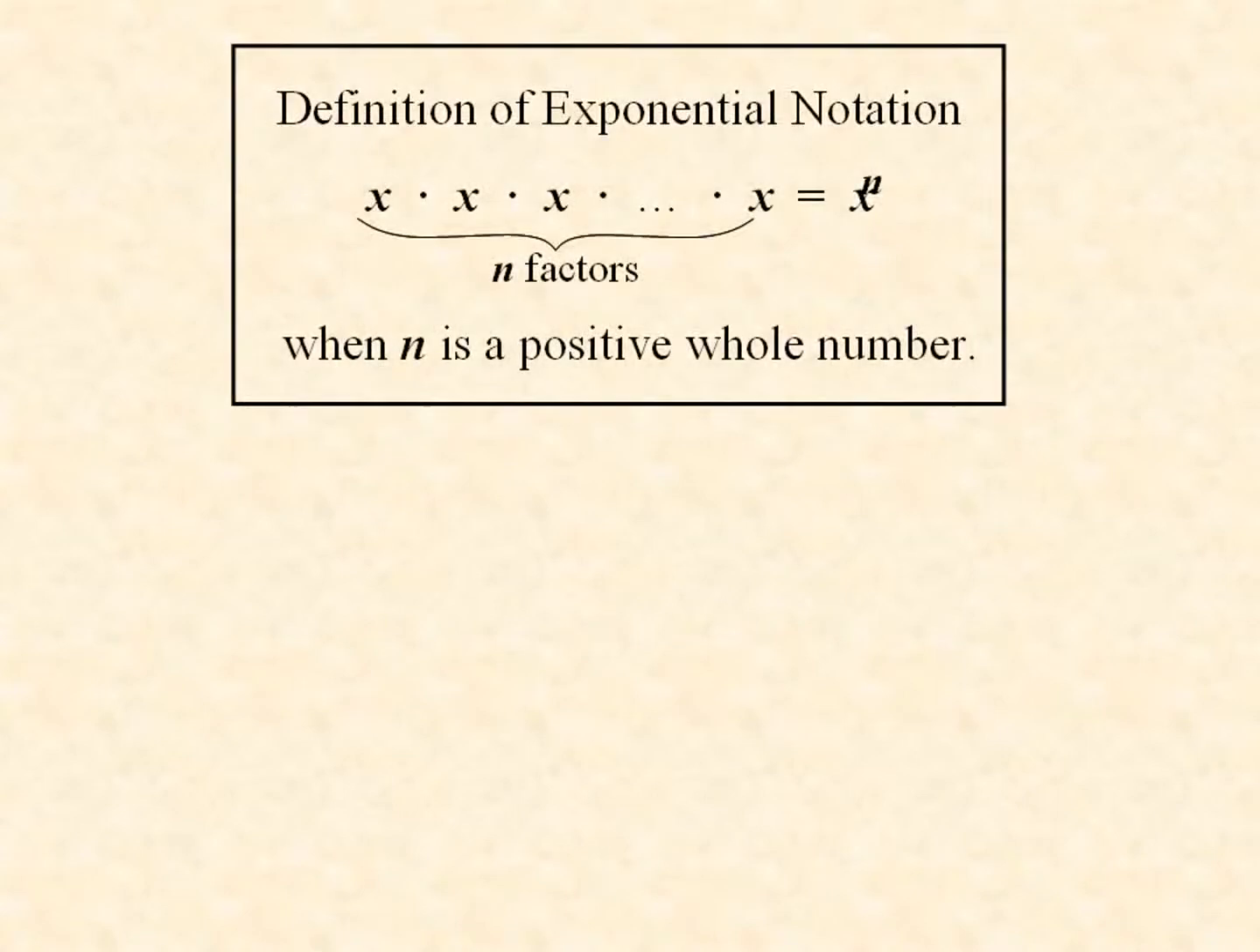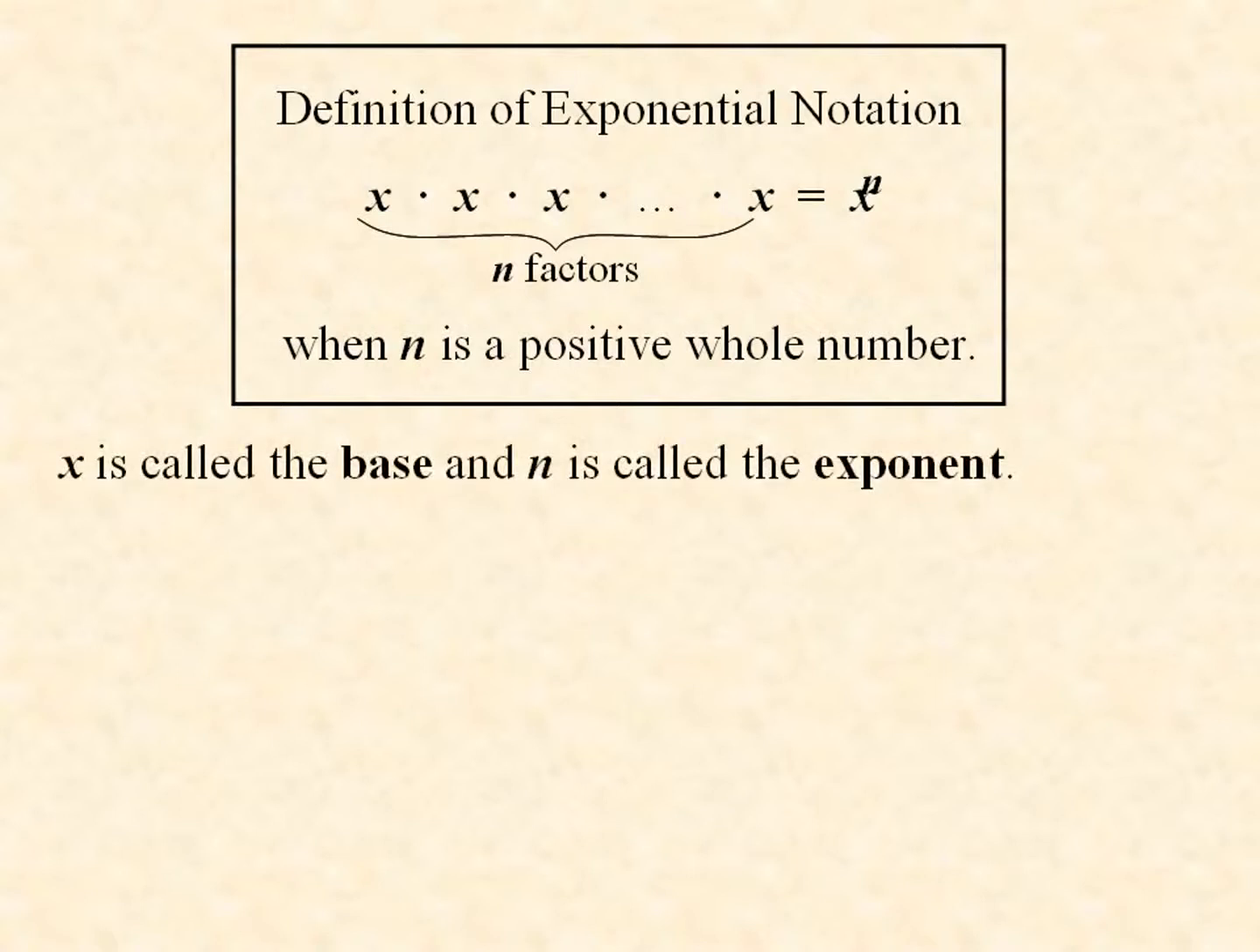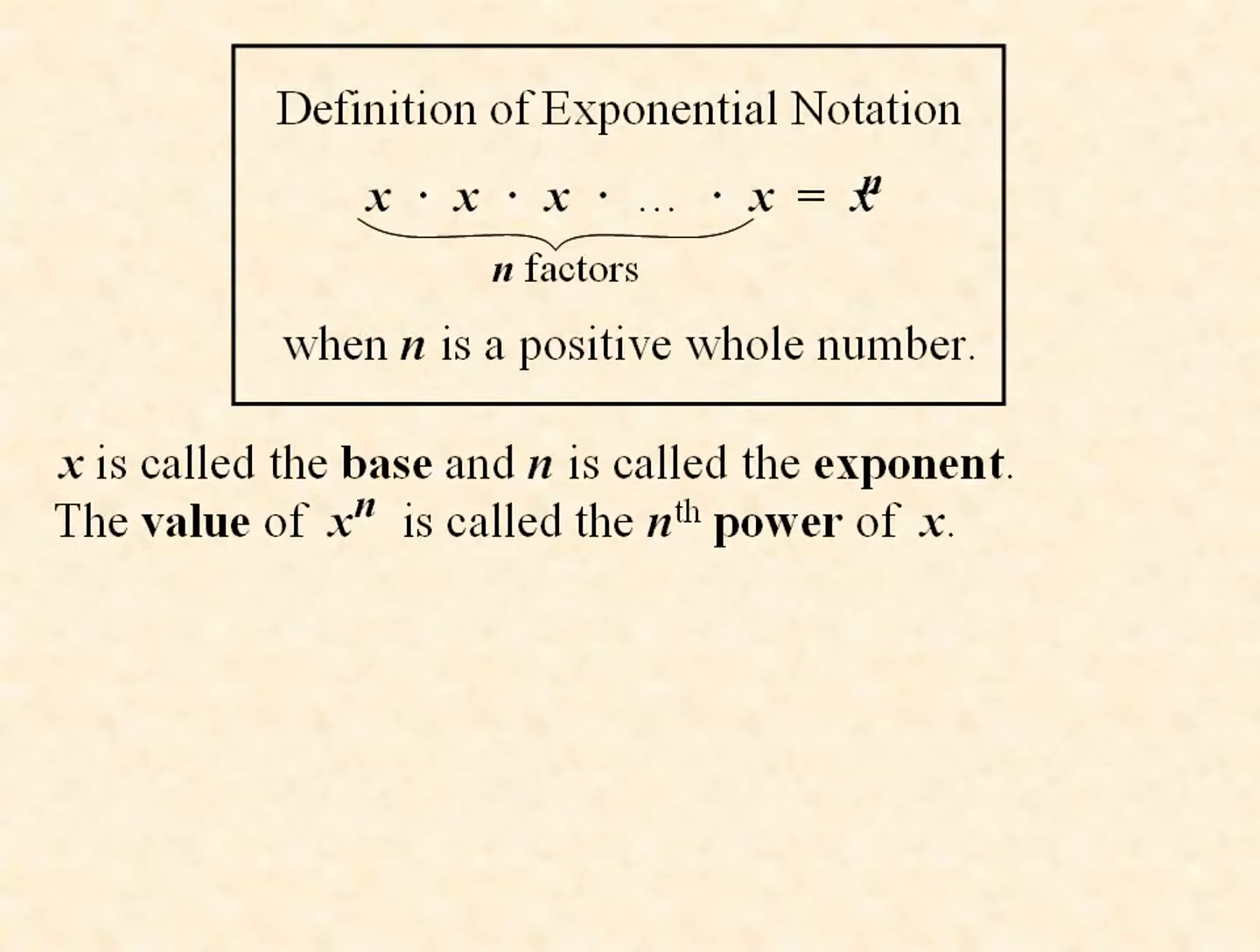So here's the definition of exponential notation. If you multiply x by itself n times, that is, if x is a factor n times, then you can write x to the nth power. Of course, this is true when n is a positive whole number. x is called the base, and n is called the exponent. The value of x to the nth power is called the nth power of x.